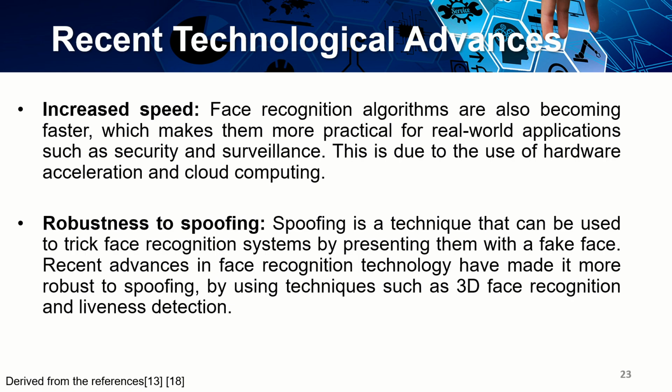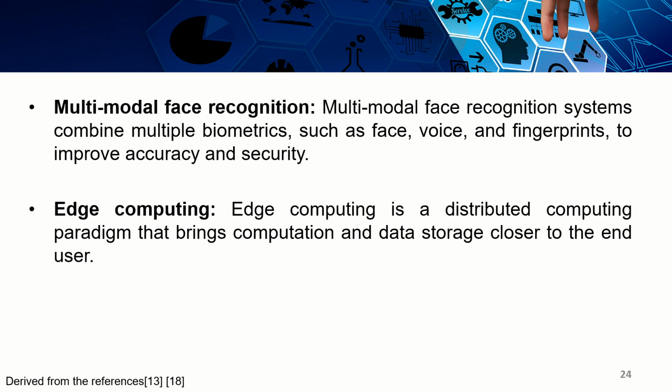Robust to spoofing. Spoofing is a technique that can be used to trick face recognition systems by presenting them with a fake face. Recent advances in face recognition technology have made it more robust to spoofing by using techniques such as 3D face recognition and liveness detection. Multimodal face recognition systems combine multiple biometrics such as face, voice, and fingerprints to improve accuracy and security. And edge computing is a distributed computing paradigm that brings computation and data storage closer to the end user.